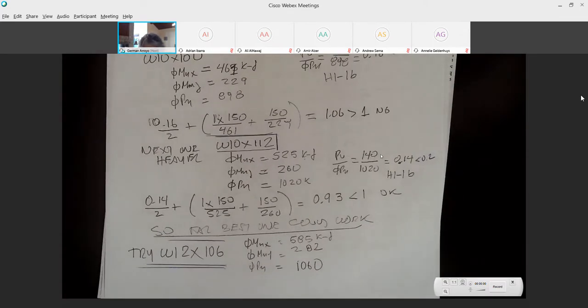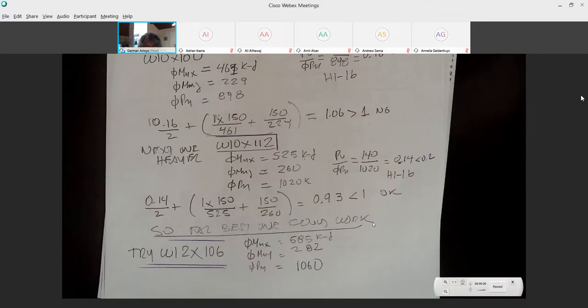Again, Pu over phi Pn is smaller than 0.2, H1-1b. Don't forget that you need to divide this by 2 because we're using H1-1b. This is the old Mu, new phi Mnx from here, plus Muy over phi Mny. 0.93. This is the best section so far.